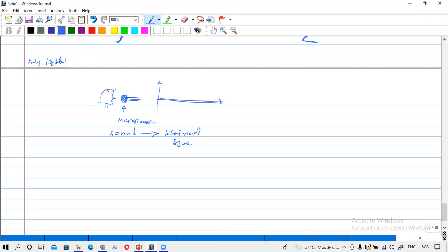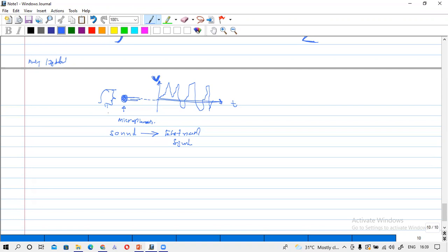You can see that it will be like this. This kind of signal we will get at the output of the microphone. It is time versus voltage. Maybe it is a current or power, but we can consider it as a voltage. So you can see that the microphone has converted our sound into a voltage value.